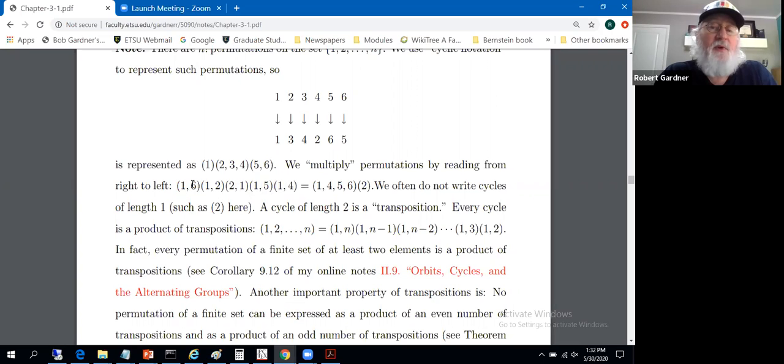And that's it for 5. So 4 is mapped to 5. 5 is mapped to 1, 1 is mapped to 2, 2 is mapped back to 1, and 1 is mapped to 6. So 5 is mapped to 6.